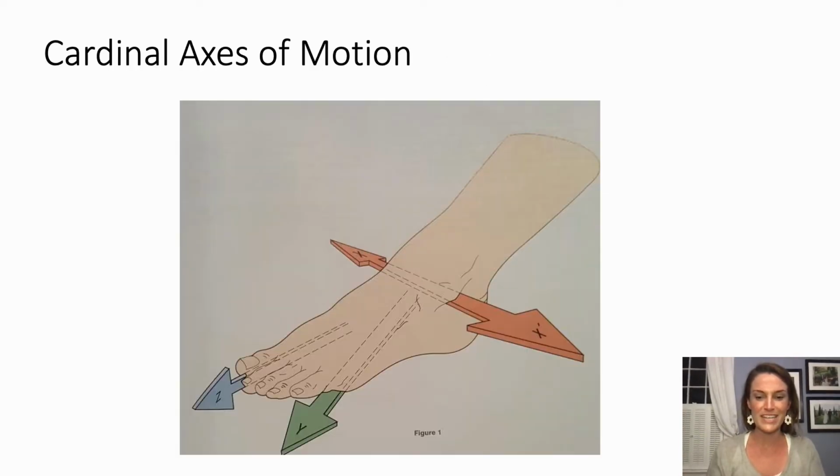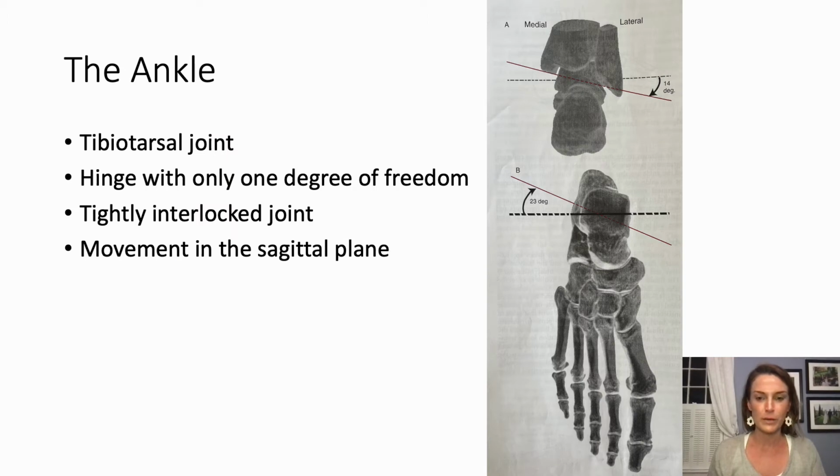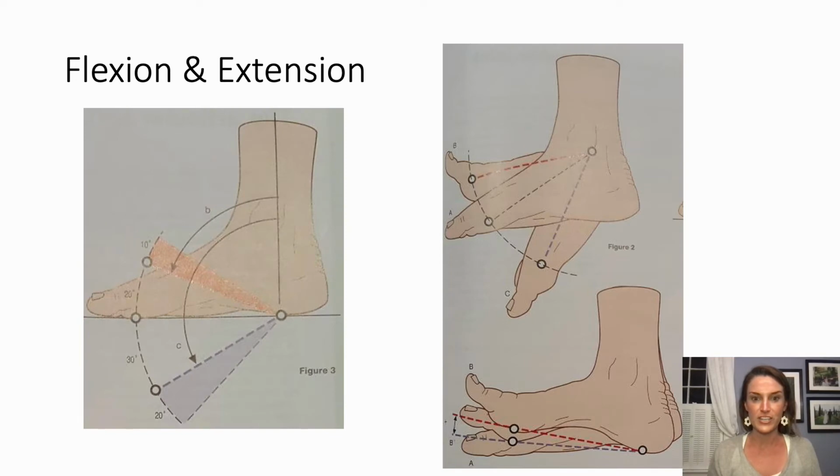We have motion in the cardinal axes here. So this is the frontal plane, the y-axis is the transverse plane, and the z-axis is the sagittal plane. So we're going to break it up into ankle and foot. So first is the ankle, the tibiotarsal joint. It is a hinge joint with only 1 degree of freedom. It is very tightly interlocked, and the movement is in the sagittal plane. So flexion and extension is what is happening there.